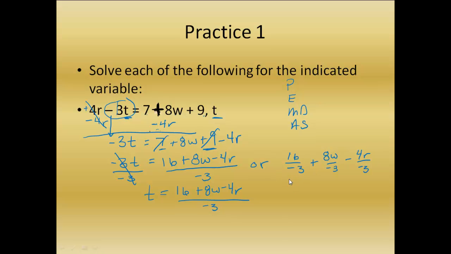Another thing you could do is, instead of leaving it as 16 divided by negative 3, you could pull that negative sign out front and do negative 16 over 3. You could pull that negative sign out here and have it as a minus 8w over 3. And then this negative sign, when you pull it out, would give you a minus a negative, so it would be plus a positive. I'm not fussy about which way you write it.